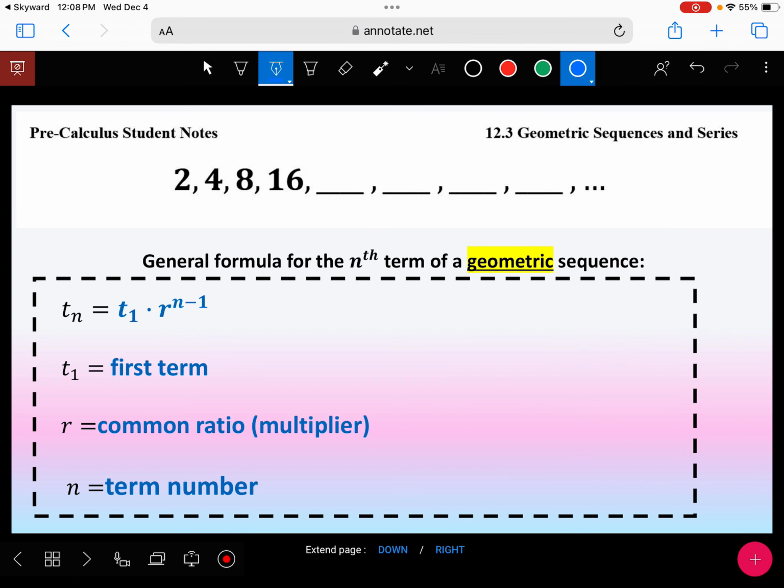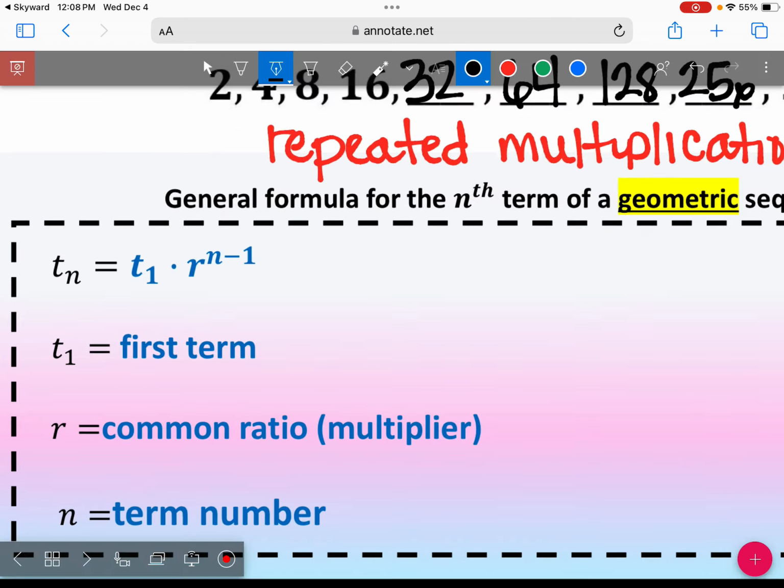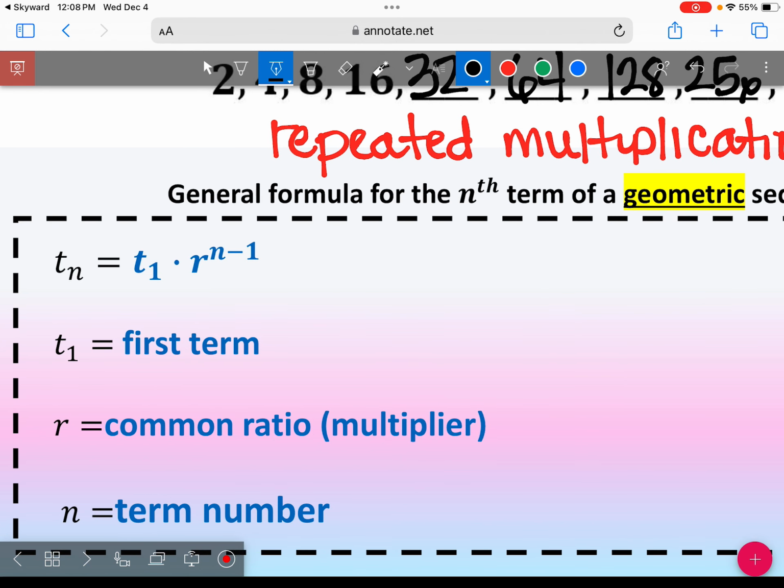All right, so now let's start filling in what we know about geometric. So what a geometric sequence is, instead of repeated addition, it is repeated multiplication. So if we look at these numbers, what are we multiplying by? 2. So what would be the next number after 16? 32. And then after 32? Then after 64? And after 128? 256. This is how you write a general rule if it's repeated multiplication.